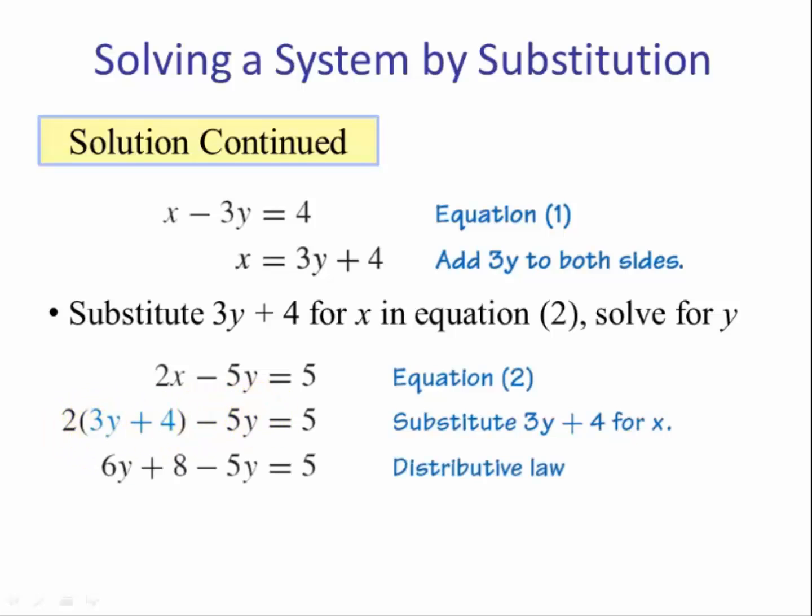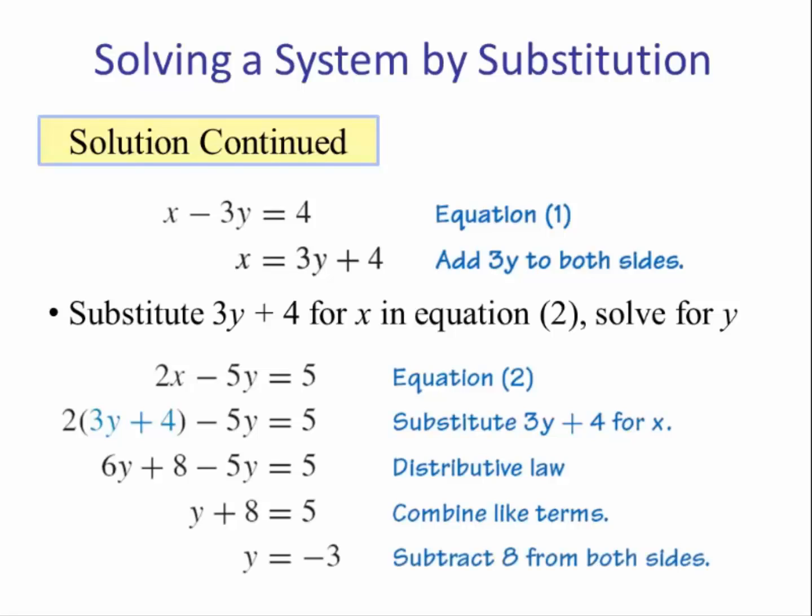Using the distributive property, we have 6y plus 8 minus 5y equals 5. Now combine like terms. 6y plus a negative 5y gives us 1y plus 8 equals 5. Now subtracting 8 from both sides, we have y is equal to negative 3.